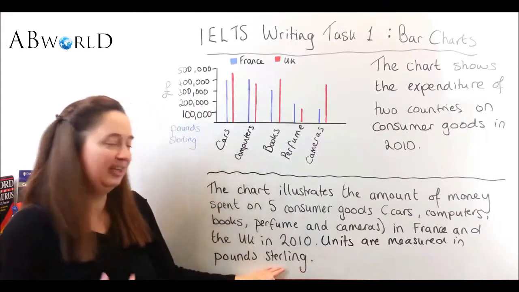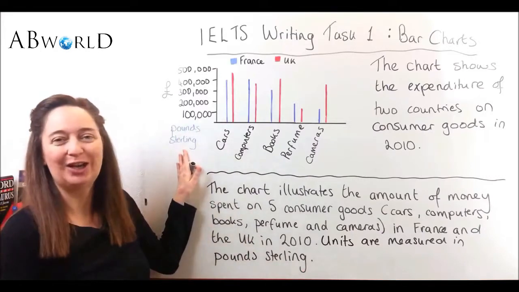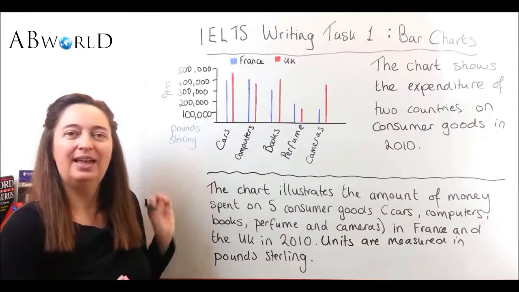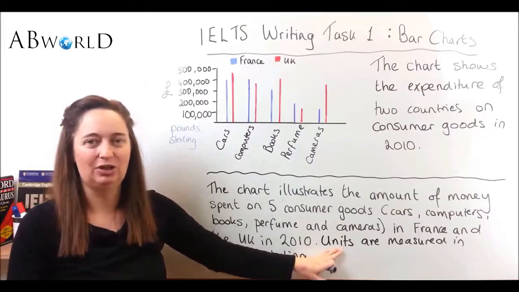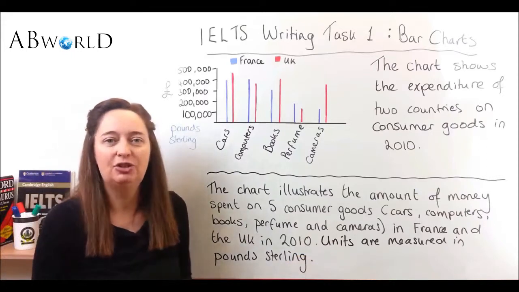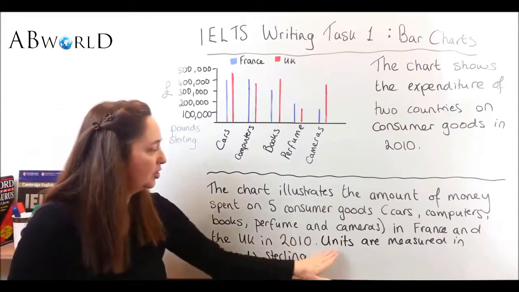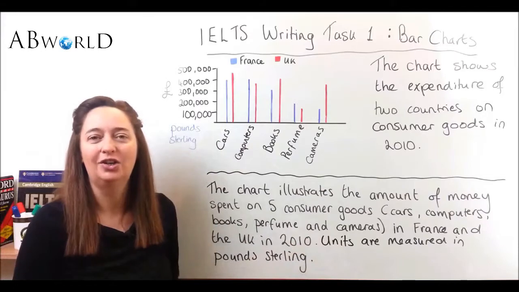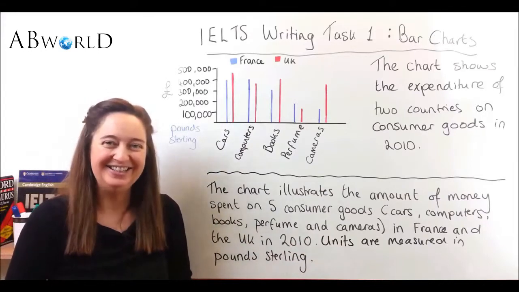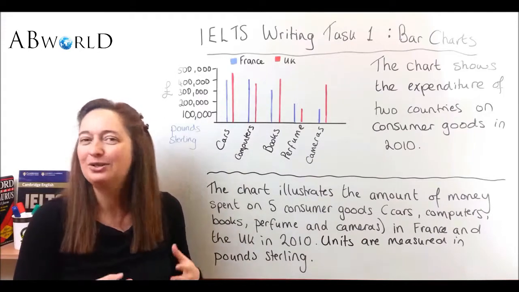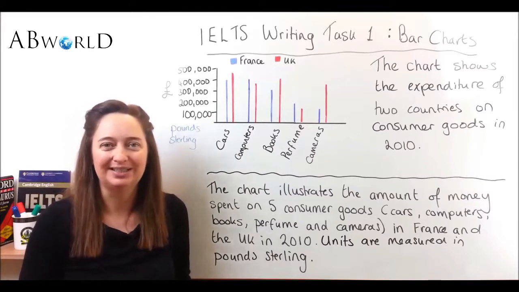So if you have interesting units, for example, pounds sterling or a different currency, then please put the measurement for your units in your introduction. So that means the introduction is sometimes one sentence, sometimes two sentences, not longer. It's the easiest paragraph to write in IELTS Writing Task 1. You should not make any mistakes with this. So please make sure you practice that.